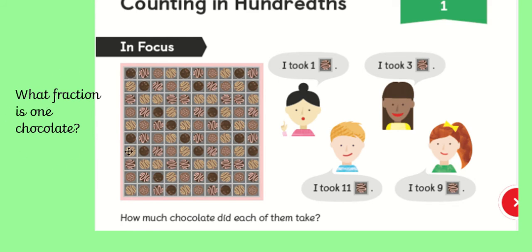Okay, we've got 100 chocolates. We're dividing that by 1. It's going to be 1/100th. Okay, so 1 chocolate is 1/100th. So have a think about what 3 chocolates would be. If 1 chocolate is 1/100th, what is 3 chocolates going to be? Have a think about that.